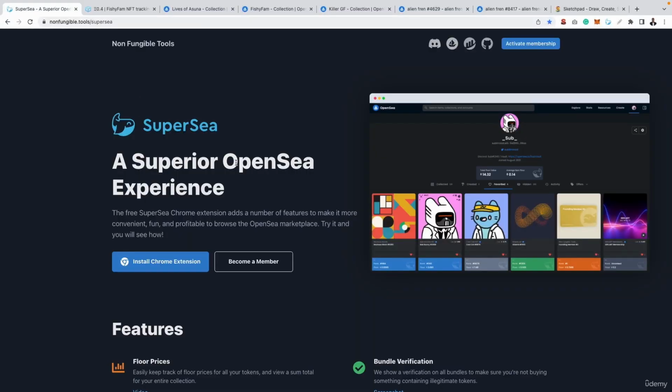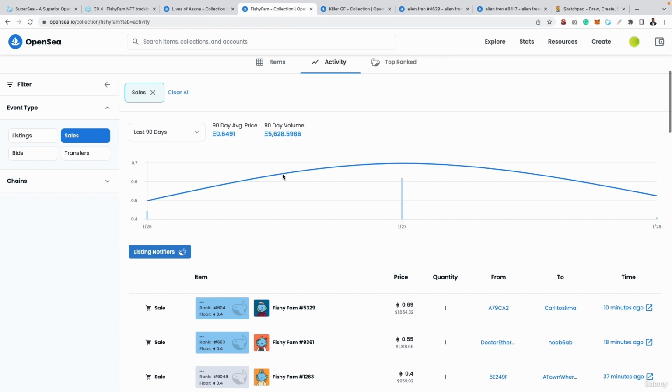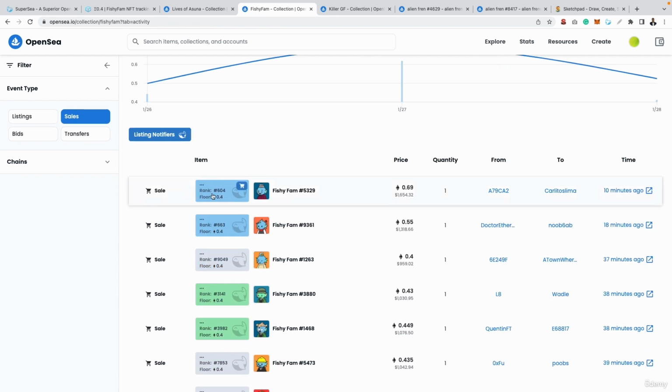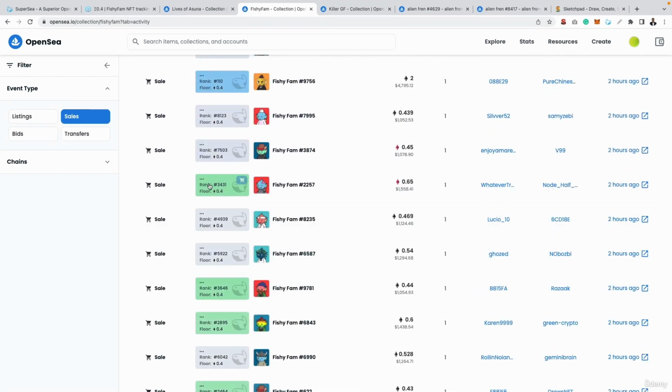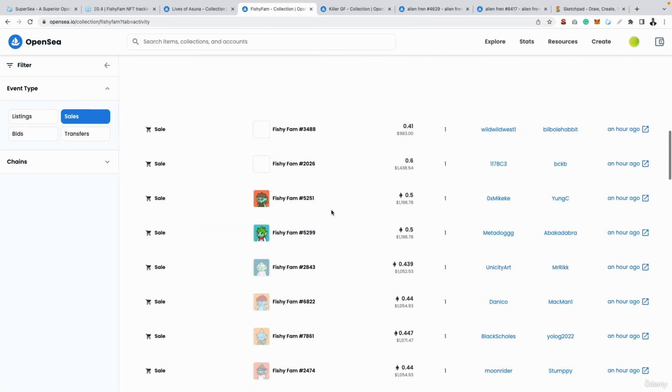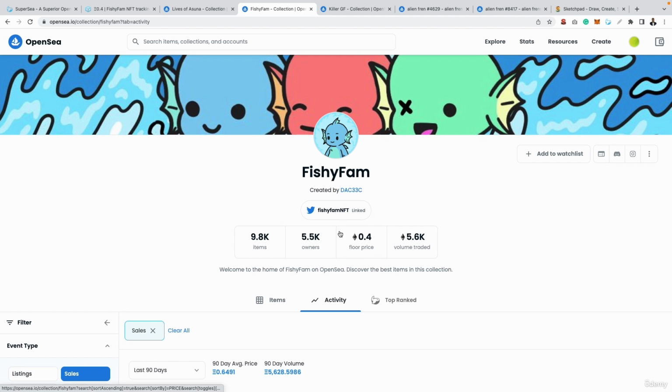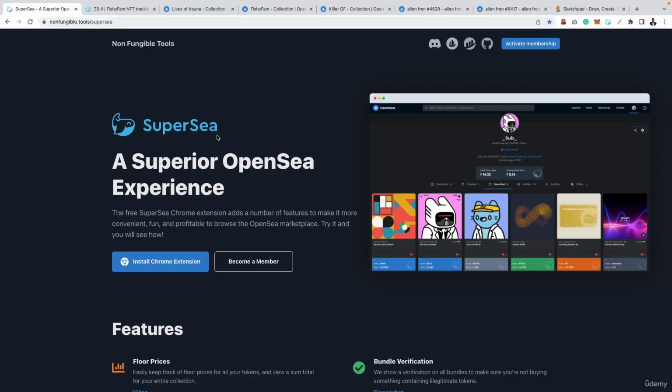There is a free version of Super C. However, if you go for the free version, it's not actually going to overlay the rarity of the NFTs. It will just let you know the floor price, so like 0.4, which of course is handy to know if you're really far down in the listings. You can quickly see the floor price without having to scroll right up to the top. However, to use the paid version and to get the rarity score, you do have to pay for the tool.